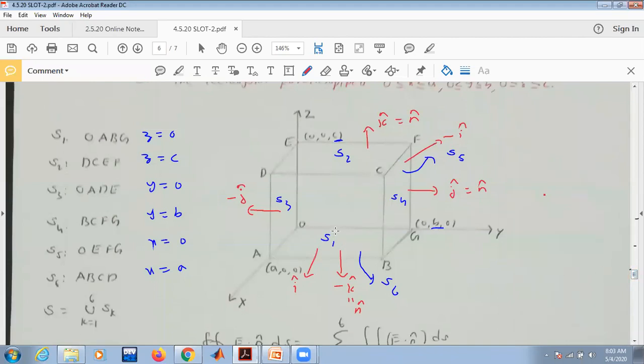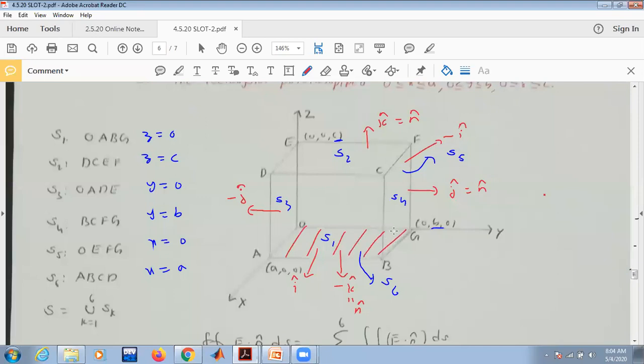Now, do you realize that the surface integral over S1 is nothing but the double integral over S1? Because S1 is part of the XY plane. Similarly, the surface integral over S3 is nothing but the double integral over S3. Similarly for S4 and S5, because these are all part of coordinate planes. When the surface is lying on a coordinate plane, there is no difference between the surface integral and the double integral. And do you realize that the S2 projection on the XY plane is S1?